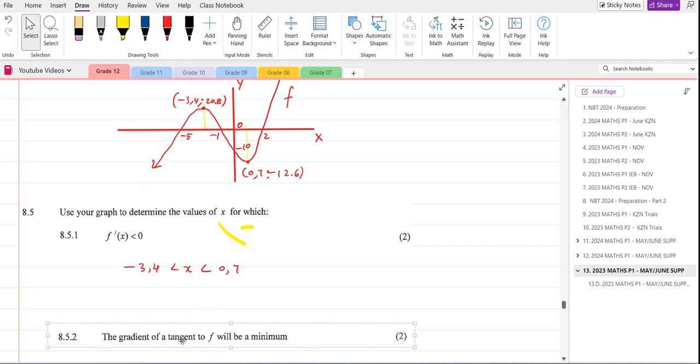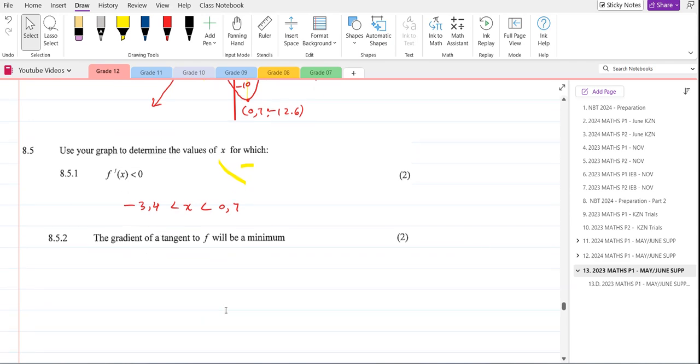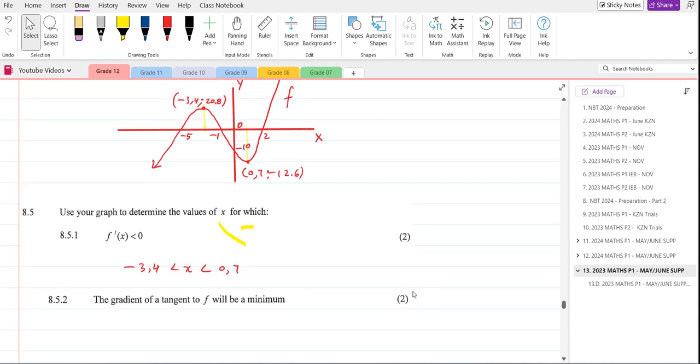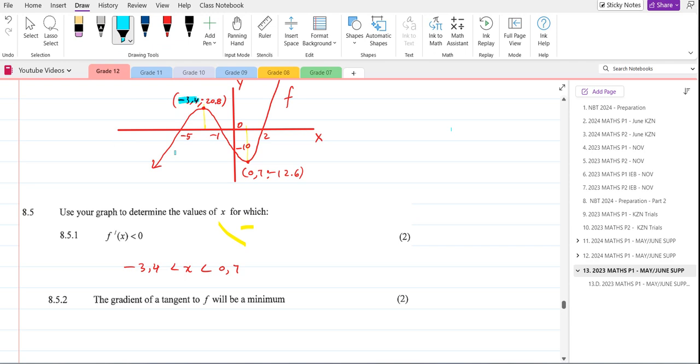The gradient of the tangent to f will be a minimum. So we're looking for minimizing the gradient. What is the gradient? The gradient is already f prime x, right? Gradient is f prime x, and we want to minimize that. But now there's an easier way, because we got the turning points here already. Just add the two values and divide by 2. But we want more accurate, so let's use f of x.